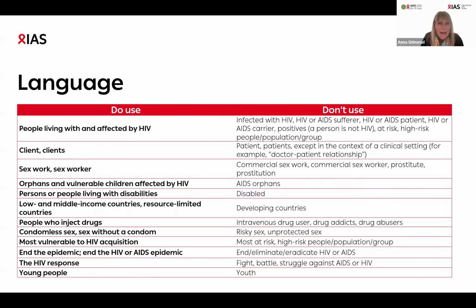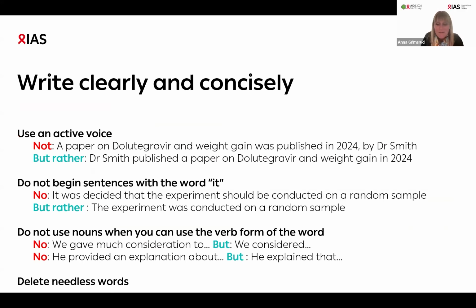Next on language, you heard me say it before that we're not creative writers in this context, we're science writers. And so what that means is that we want you to be as clear and concise and use an active voice. So you can see as an example here, instead of saying a paper on dolutegravir and weight gain was published in 2024 by Dr. Smith, you could say, Dr. Smith published a paper on dolutegravir and weight gain in 2024.